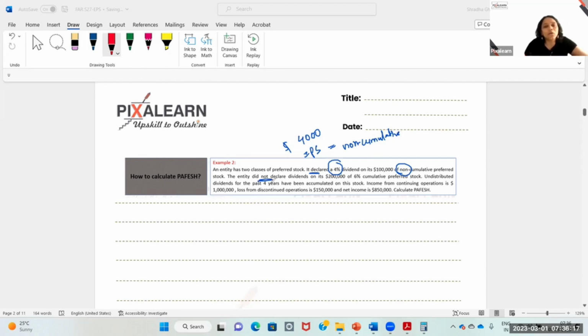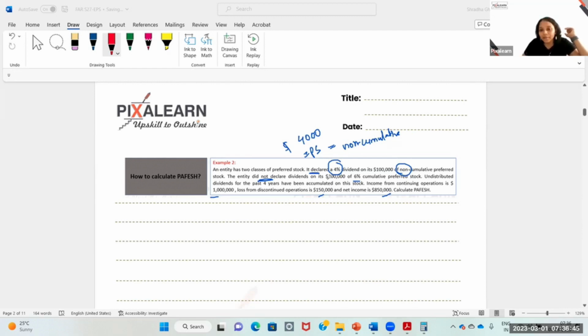The entity did not declare dividends on its $200,000 of 6% cumulative preferred stock. Undistributed dividends for the past 4 years have been accumulated on the stock. And they have given you figures for continuing operations of $1 million, discontinued loss of 150, and net income of 850. You're supposed to calculate EPS.